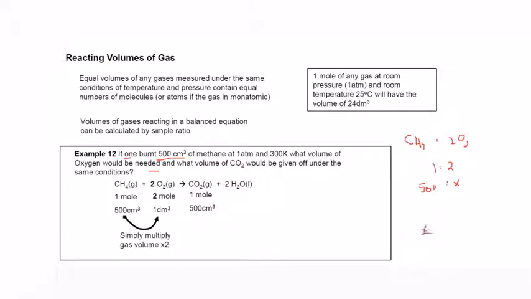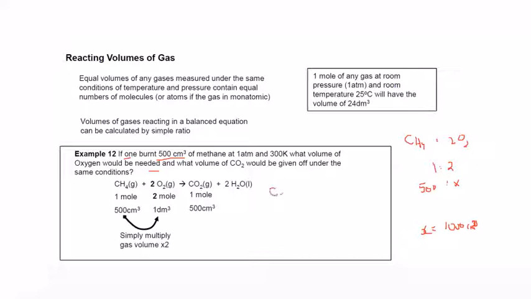So what will we get? We will get oxygen should be twice. So oxygen should be 1000 centimeter cube. When we are taking a ratio, we don't have to convert the unit. Later we can convert, but in a ratio, we'll get the answer the same way.